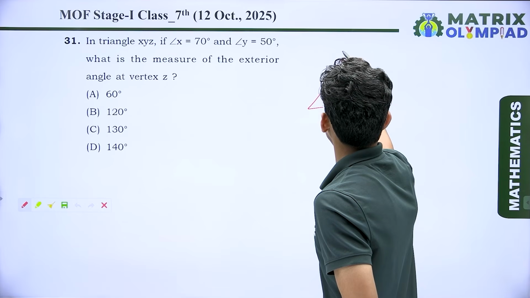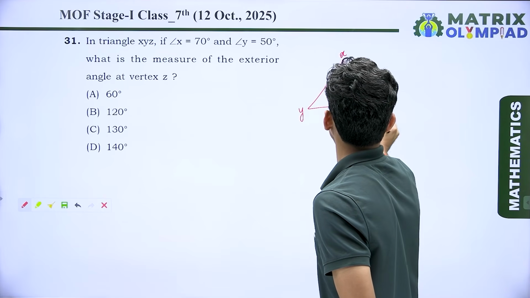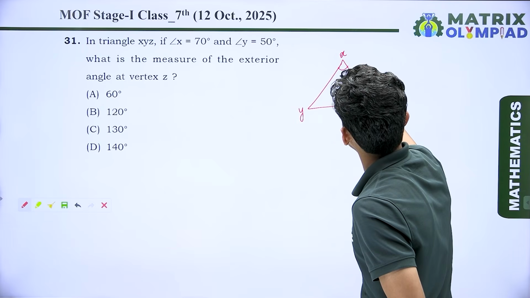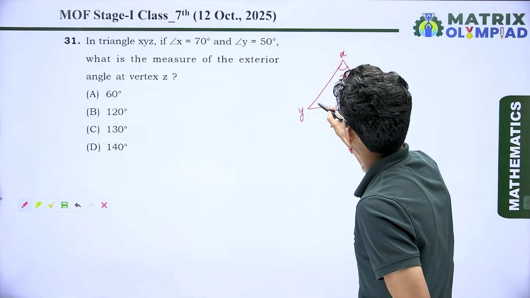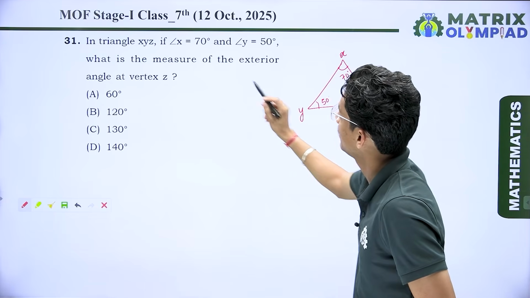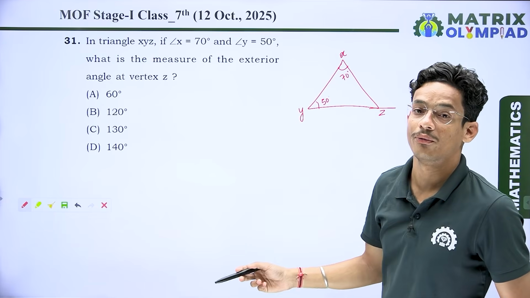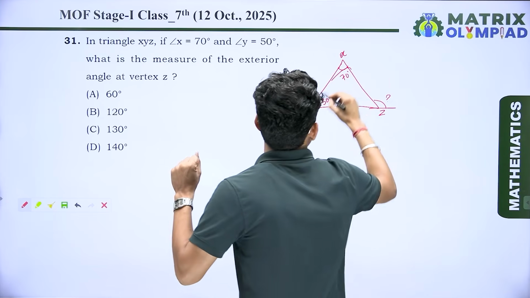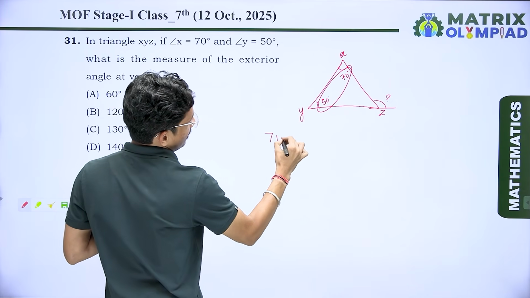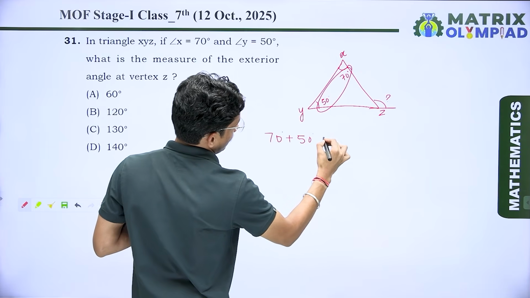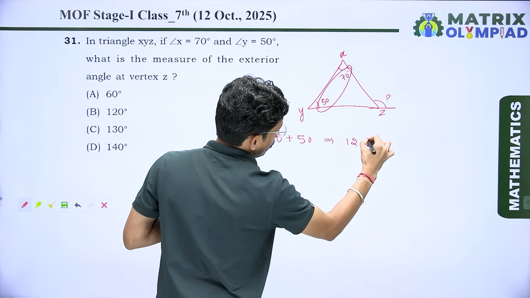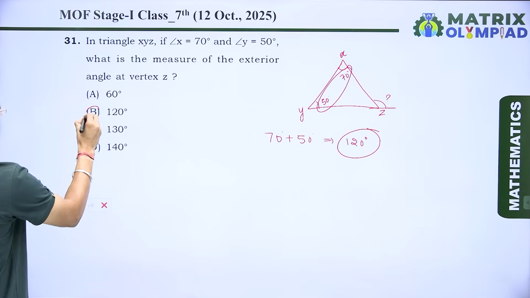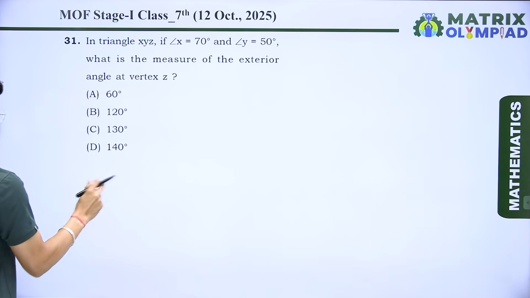This is the triangle XYZ. Here we are given angle X, that is 70 degrees, and here we have angle Y, which is 50 degrees. Now we have to find the measure of the exterior angle at vertex Z. It means we have to find this angle. We know this angle is equal to the sum of these two interior angles. So when we add 70 plus 50, we get 120 degrees. So check which option is correct here. It means option B is the correct answer.